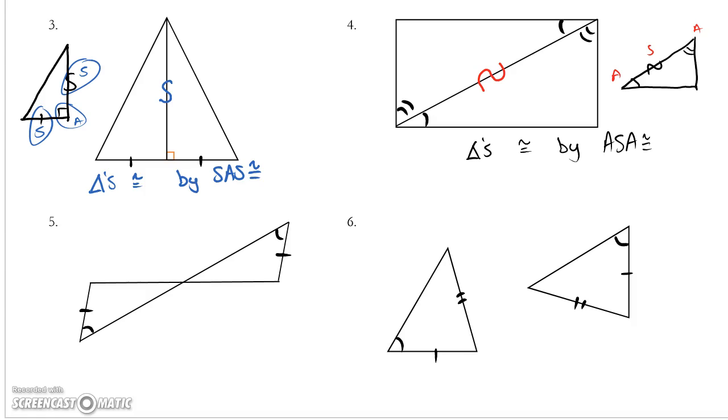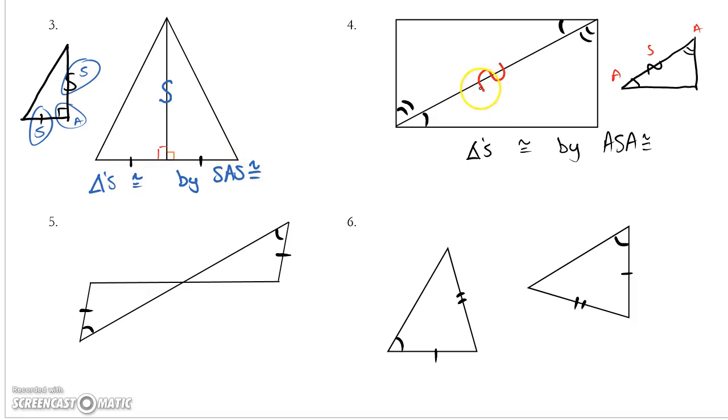In number 3, I have to add the reflexive property. They share this side. Because that's a right angle, we should know that this is a right angle. That's a linear pair. Then I have in my one triangle a side, an angle, and a side. The angle is the included angle. That makes this congruent by side angle side congruence.